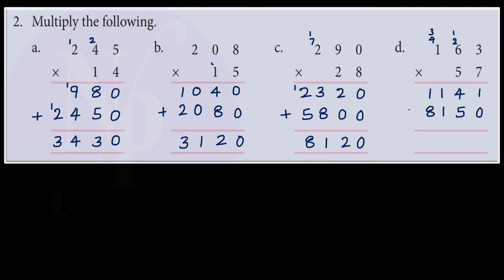Let's add these numbers. 1 plus 0 is 1. 4 plus 5 is 9. 1 plus 1 is 2. 1 plus 8 is 9. 9291 is the product of 163 and 57. Let's move ahead.